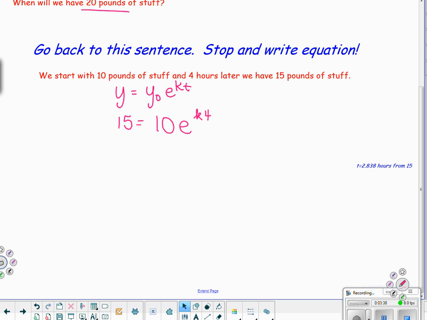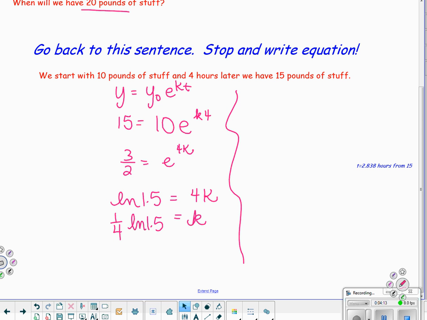We would divide by 10. That's going to give us 3/2 equals e to the 4k. Natural log both sides. I'm going to call this natural log of 1.5 just for ease of writing it, equals 4k. So my k, my proportionality constant, is 1/4 natural log 1.5. So the first task was really to come up with the proportionality constant. And if they give me a beginning amount, an ending amount, and the amount of time that it took, I should be able to get that.